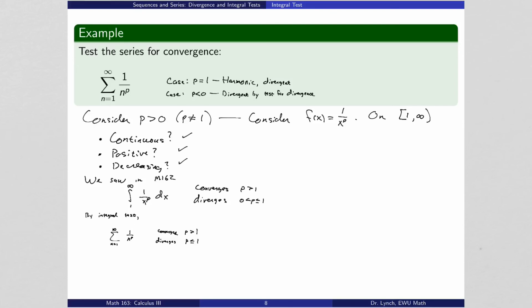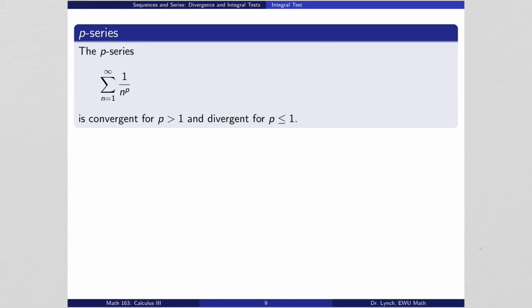So again, one special case of this is a harmonic series, which we know is divergent. That fits in here. A second special case is the case we looked at earlier, when p is equal to 2. That is the series of 1 over n squared, which we saw as convergent. That fits here too. Okay, just as a summary, this is a special series called the p series, and the p series is convergent for p greater than 1 and divergent when p is less than or equal to 1.